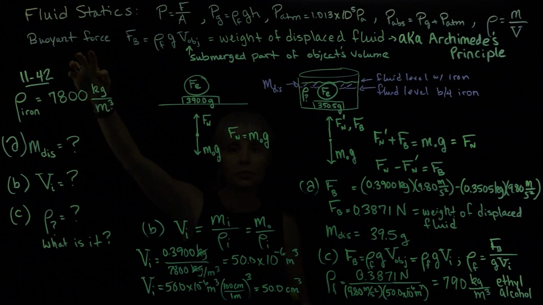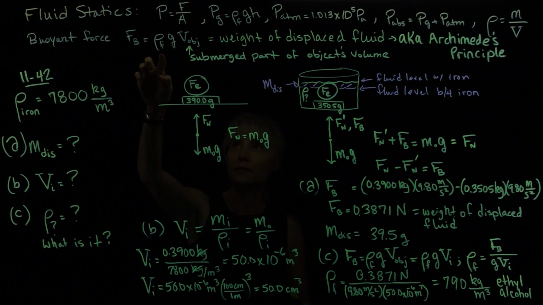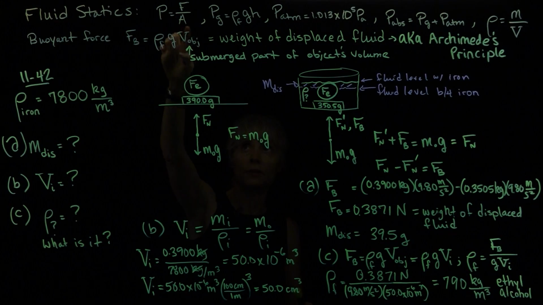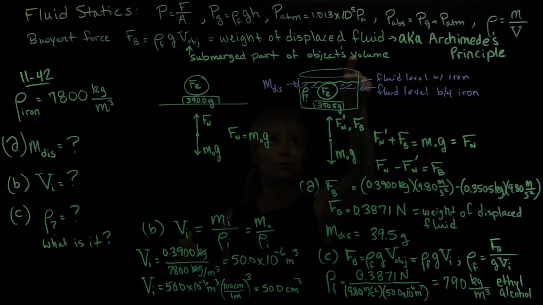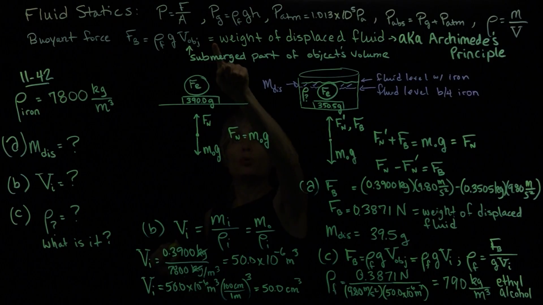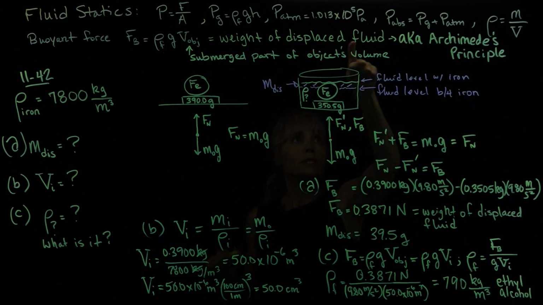The buoyant force is the force an object experiences when it is submerged or partially submerged in a fluid that is in a gravitational field. That buoyant force is the density of fluid times the acceleration due to Earth's gravity times the volume of the object. And be careful here, that volume of the object is just the submerged part of the object's volume. And of course, the buoyant force is also equal to the weight of the displaced fluid.